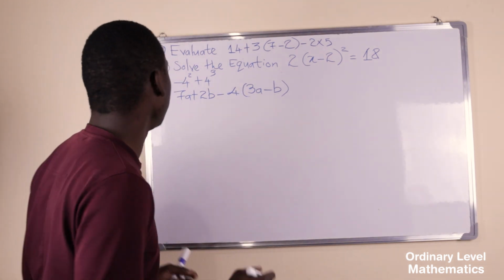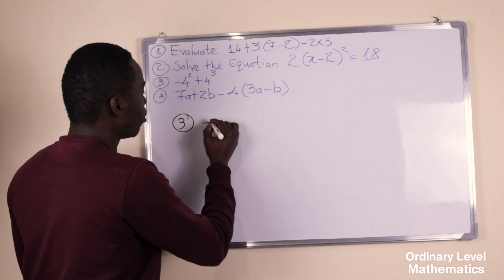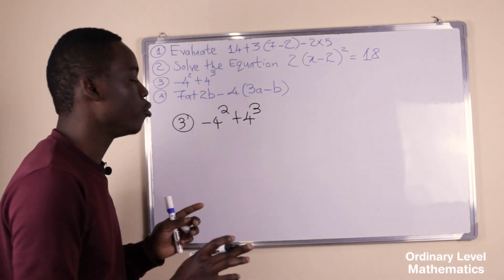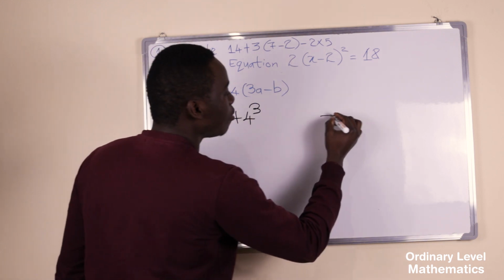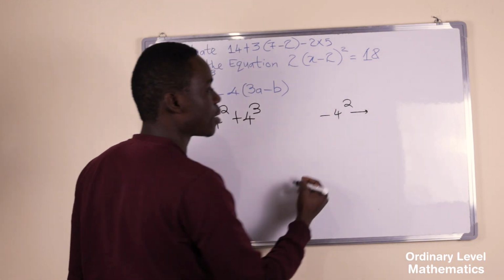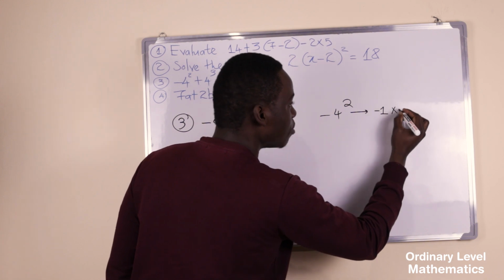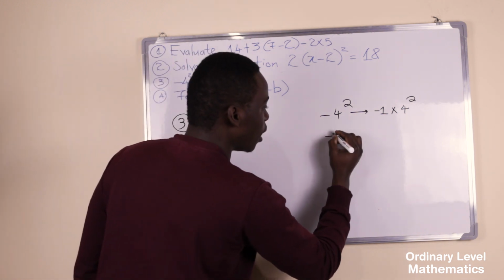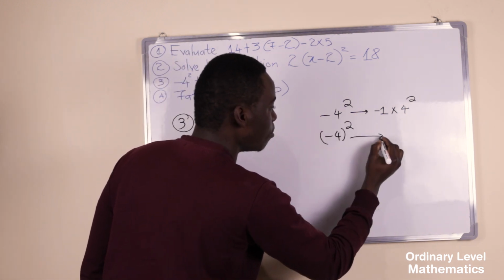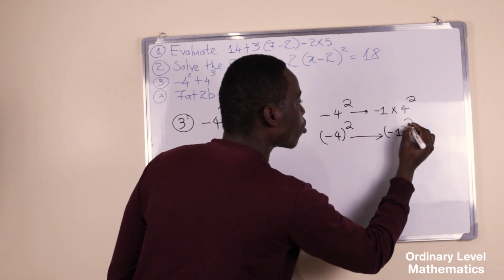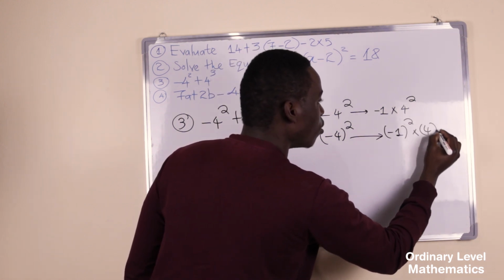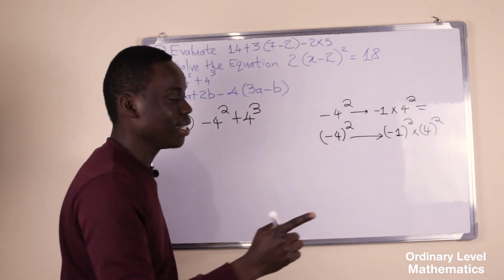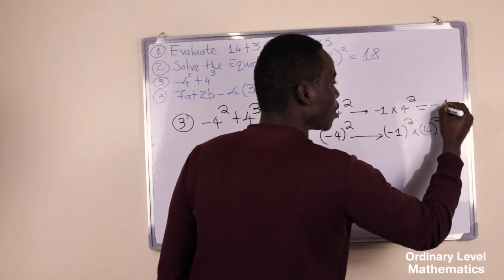And our third question here is that we're simplifying negative 4 squared plus 4 to the power 3. Now you have to be very careful when you're dealing with squaring a number. Negative 4 squared, this means that negative 1 times 4 squared. But if you are given the expression negative 4, this in the brackets, this simply means that negative 1 squared times 4 squared. Now if you compare the two, the first answer will be 4 squared is 16, 16 times negative 1, negative 16.